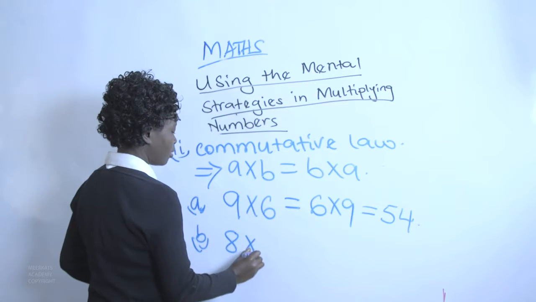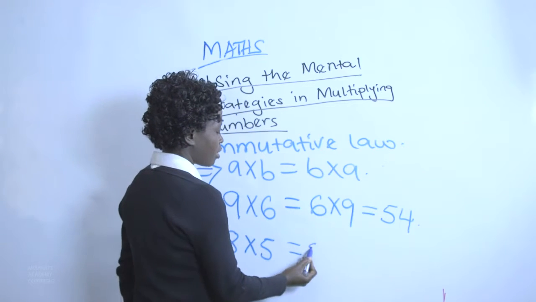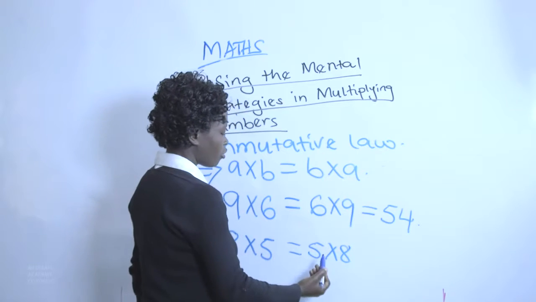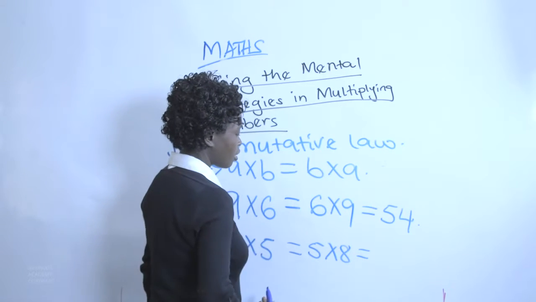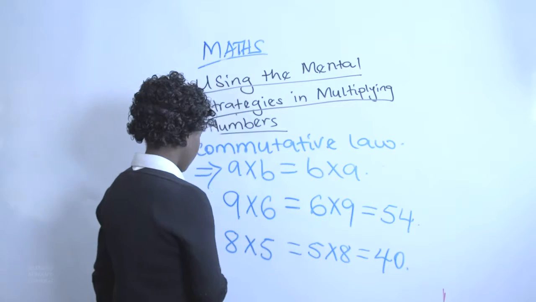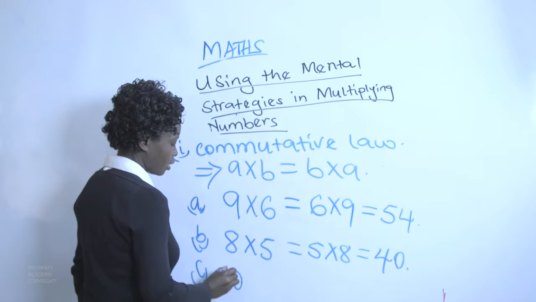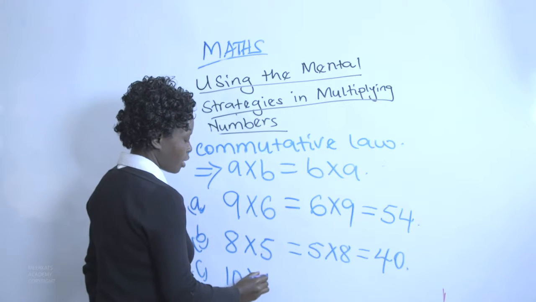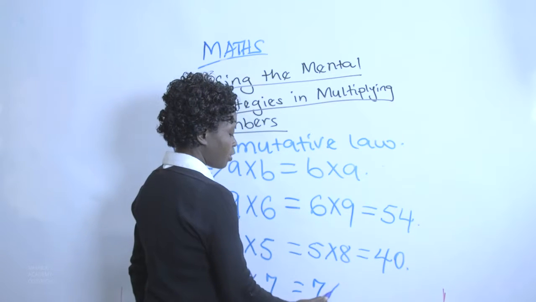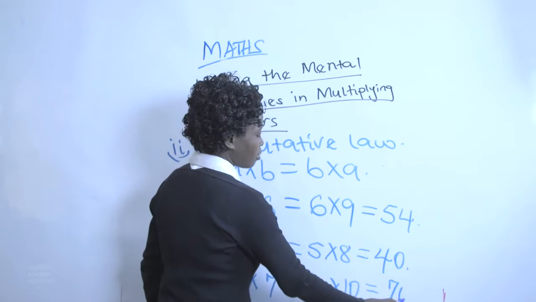If I have another number, maybe 8 times 5. 8 times 5 is simply the same as 5 multiplied by 8. And 8 times 5 and 5 times 8 will just give us the same answer, which is 40. If I have a number, maybe 10 multiplied by 7. 10 multiplied by 7 is simply the same as 7 multiplied by 10, and that gives us 70.